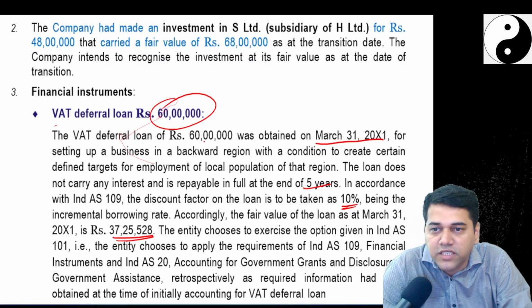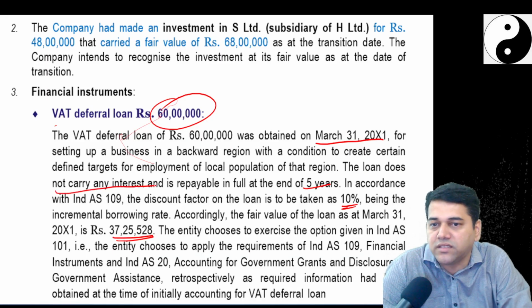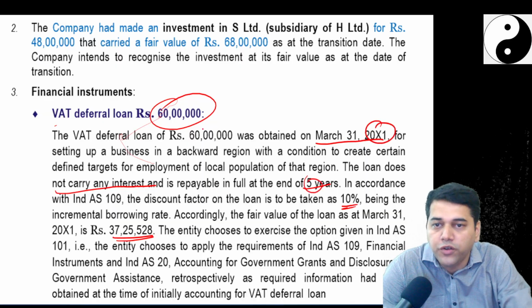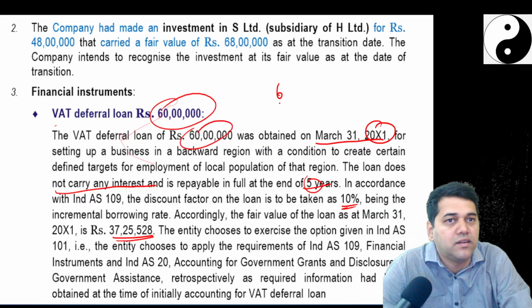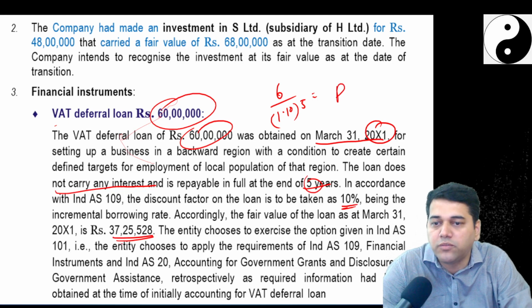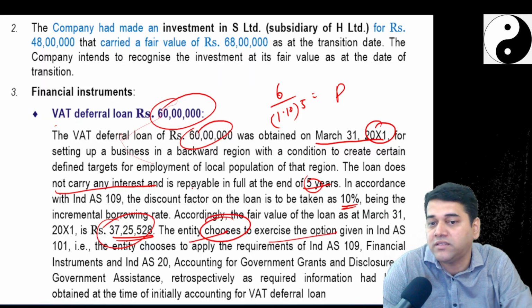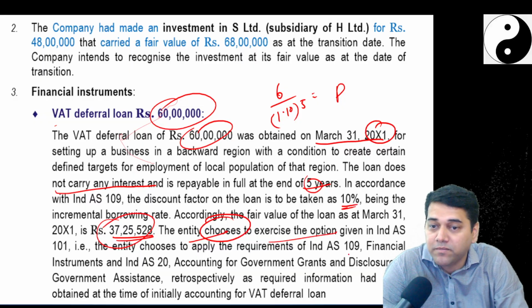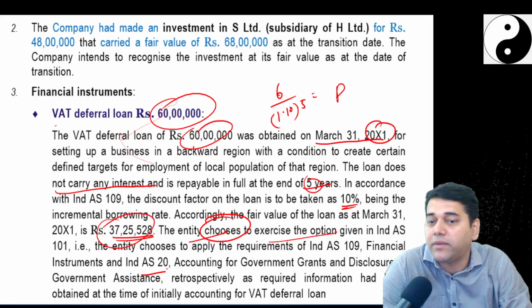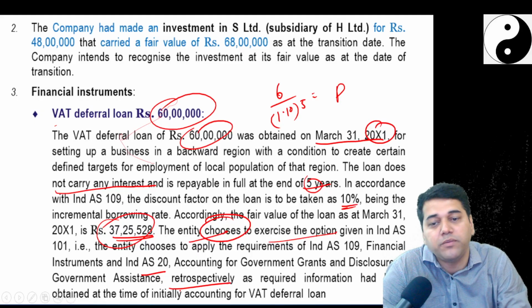Is it an interest-free loan? It does not carry any interest. You took it, and 5 years down the line you need to pay. So if you discount this, 60 lakhs divided by 1.10 to the power 5, its present value comes to 37 lakhs. An entity chooses to exercise the option given in Ind AS to split it into a financial instrument and a government grant, retrospectively, as the required information has been obtained.